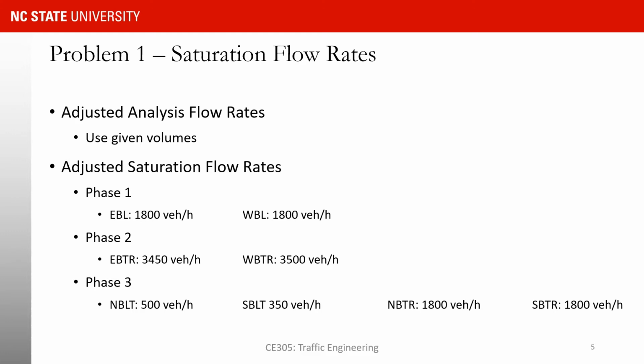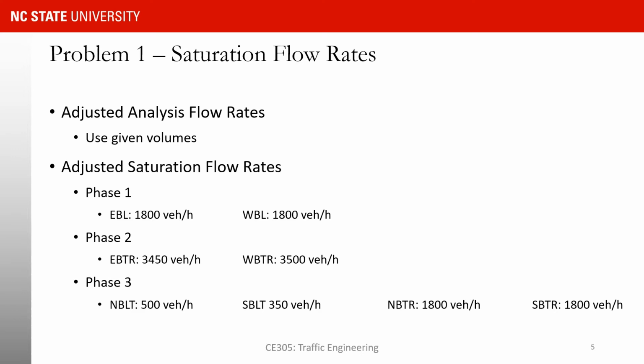Westbound through right, 3500. For northbound left turn lane group, it is 500. Southbound left turn, 350. Northbound through right, 1800. Southbound through right, 1800.